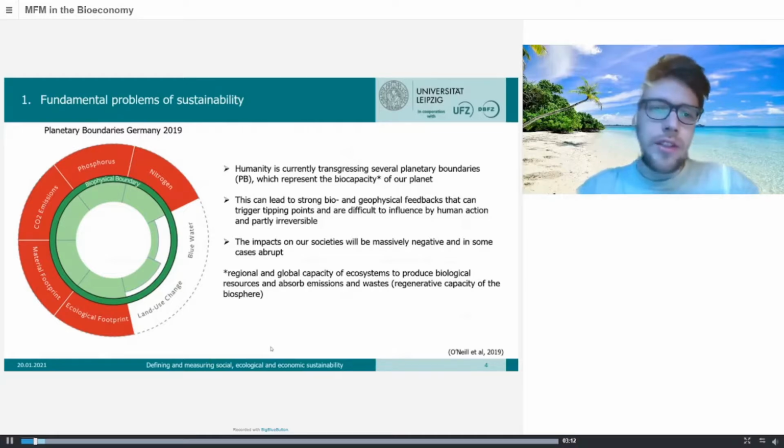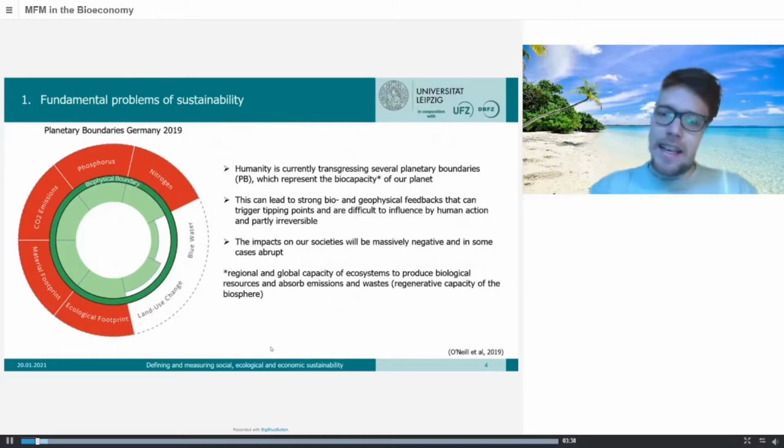So we should actually not transgress those biophysical boundaries, because this can lead to strong feedbacks, and those feedbacks can trigger tipping points. When we trigger those tipping points, then things get very difficult to handle and very difficult to predict.